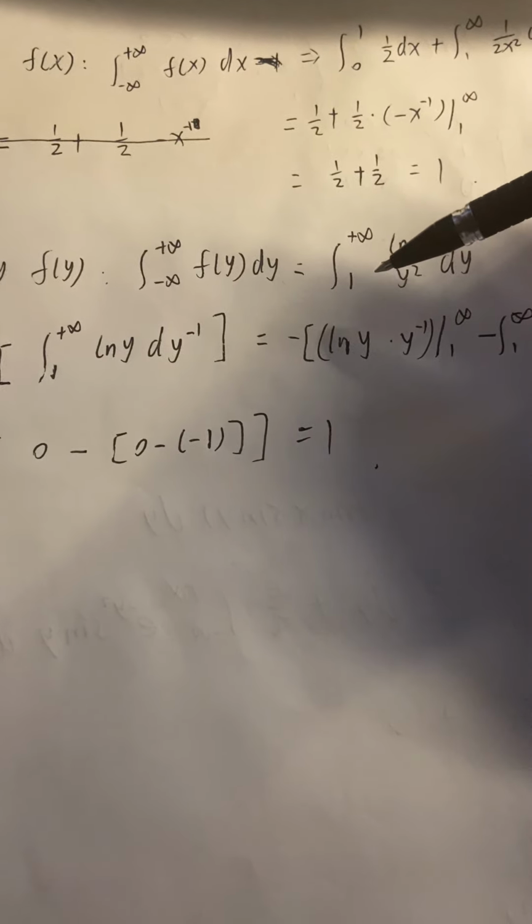So for f y, the integral of f y dy, the lower bound will be 1, and the upper bound will be positive infinity. So we can calculate this integral, and the final result is 1. So f y is a valid density function.